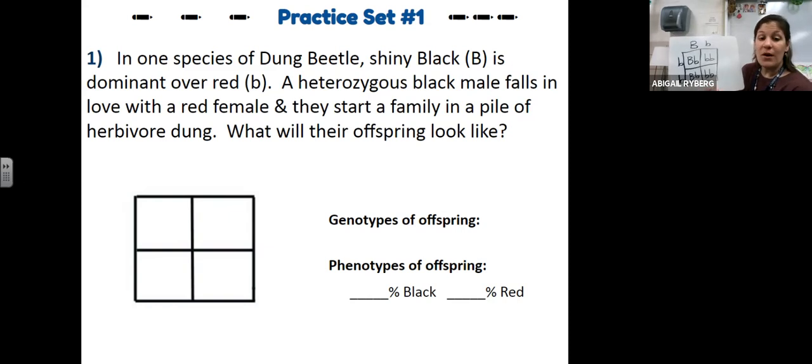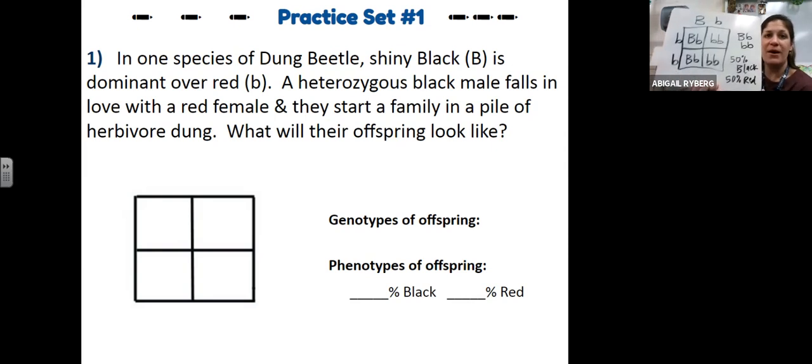Then when it asks what are the genotypes of the offspring, the genotypes would be big B, little b, and little b, little b. If you look here, the only options for their offspring are to be either big B, little b, or little b, little b. And then if we look at the phenotype, or the physical characteristic, of their offspring, remember dominant is black, recessive is red. So we would anticipate that about 50% of their offspring are black and 50% red. These individuals would be red. So we would expect them to be about half and half.